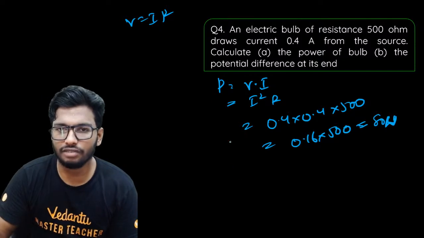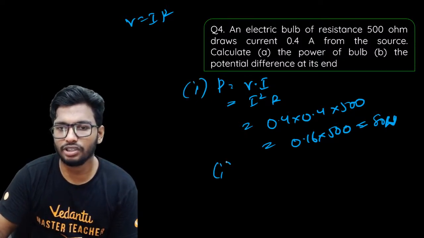Now to talk about the potential difference. This is the first part of the question. Potential difference V is equal to I into R.